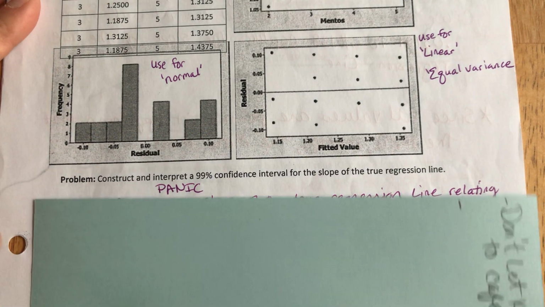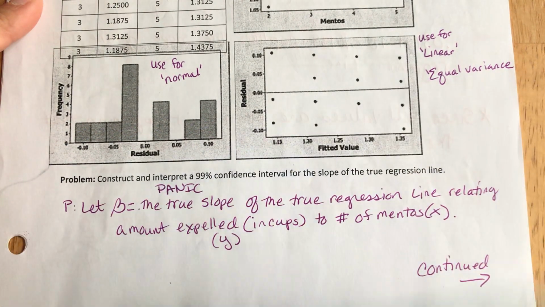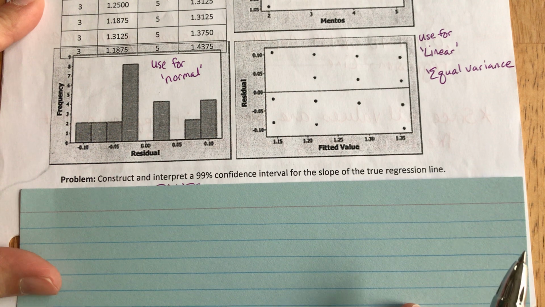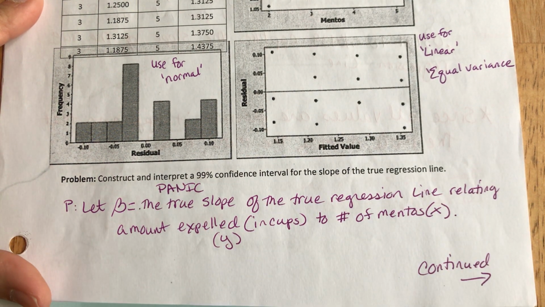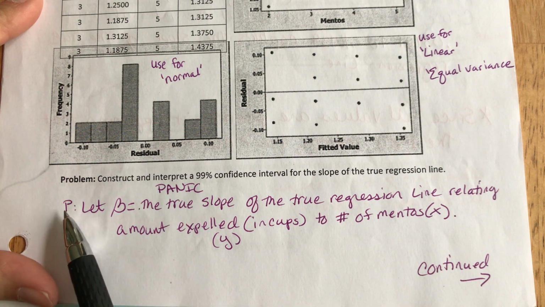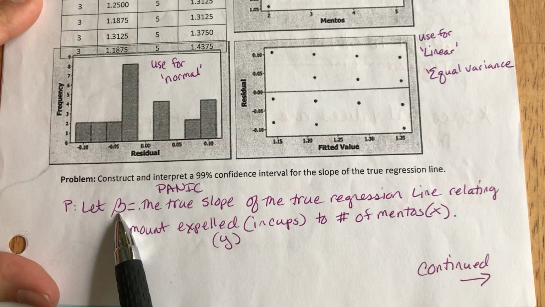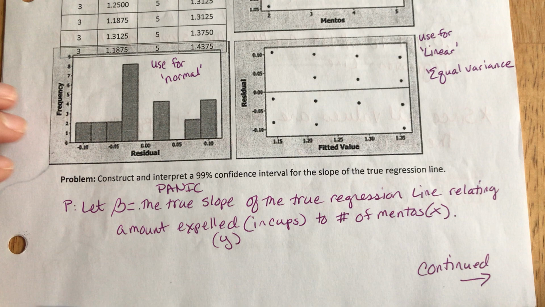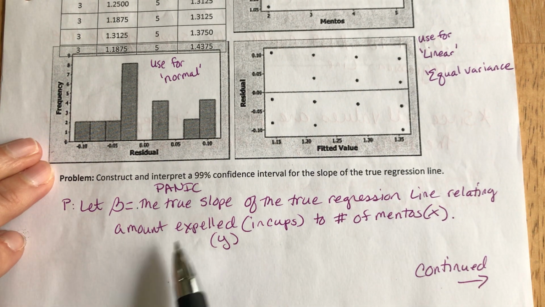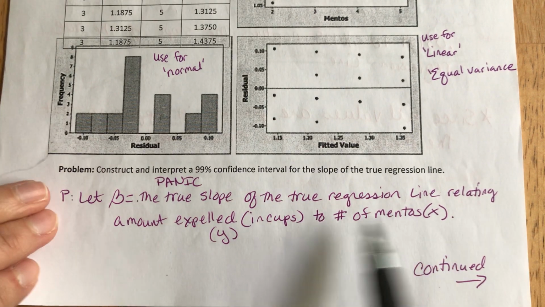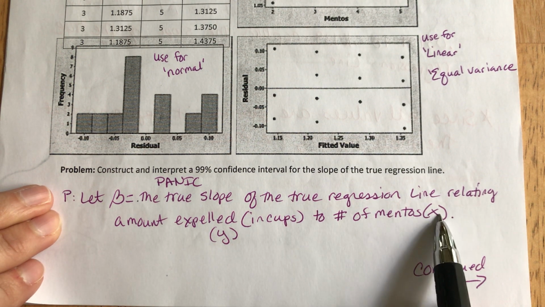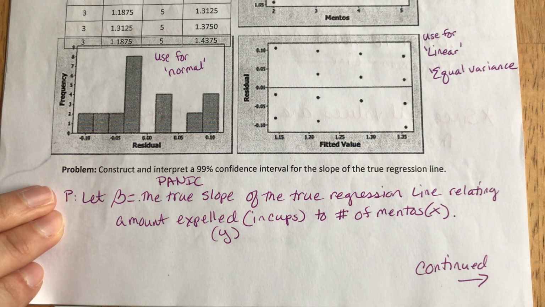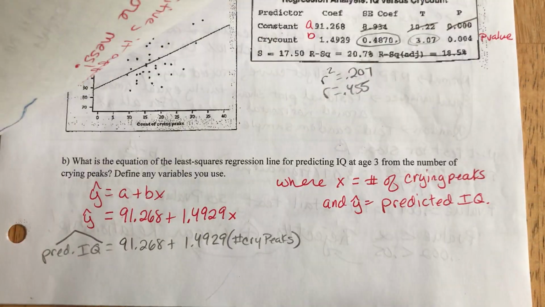So if we want to start with construct and interpret a 99% confidence interval for the slope of the true regression line, then that's how we know we want to do PANIC. So our parameter: we're going to let beta equal the true slope of the true regression line relating the amount expelled in cups to the number of Mentos, okay? So our amount expelled was our Y, our number of Mentos was our X. You need to list which 2 variables you're comparing as we work through that piece.